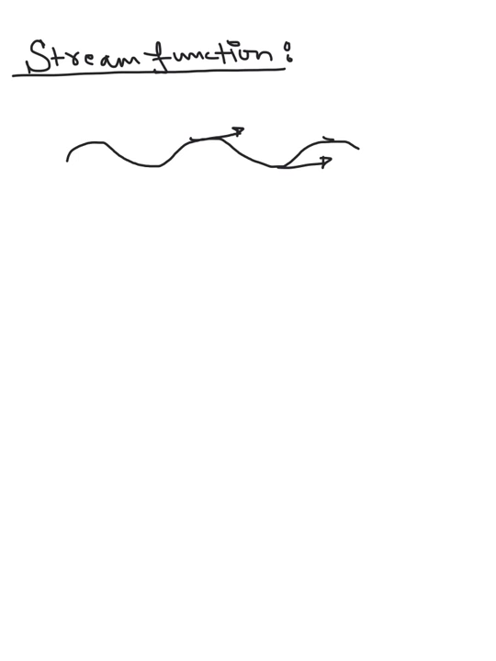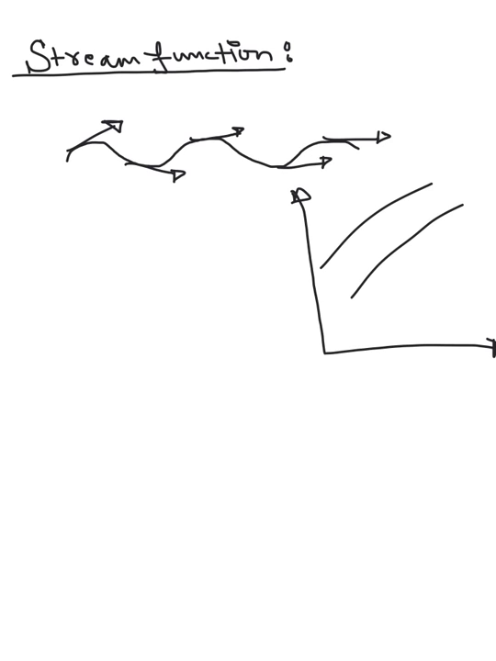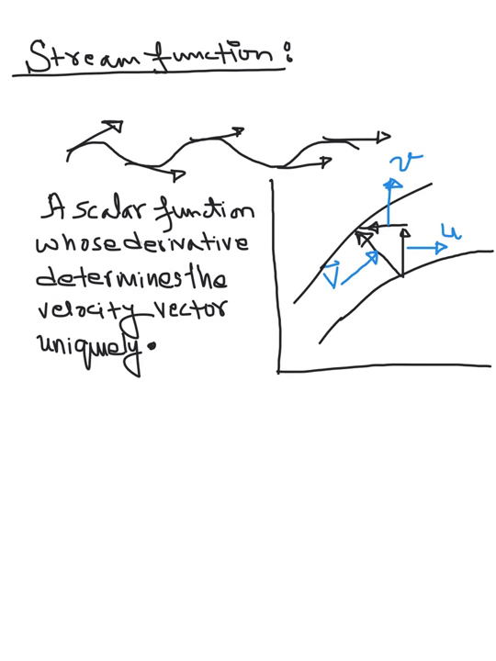So for a streamline, the velocity vector has to be tangent to the line of flow of the fluid particle. Now subsequently, I would like to consider multiple streamlines and the flow between them such that I will define my stream function. Now I would like to derive the equation for my stream function. A stream function is a scalar function whose derivative determines the velocity vector uniquely.